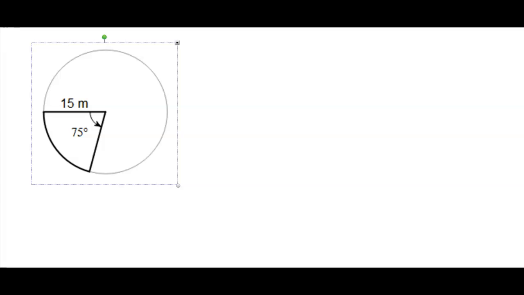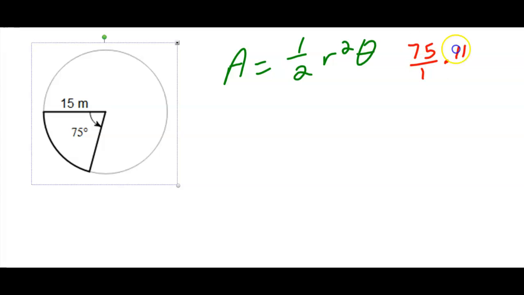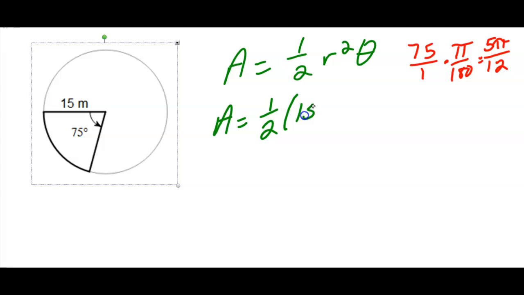Last example, finding sector area. So see how they have this all outlined in dark? So we know that this is the area that we're talking about. So area equals 1/2 r squared theta. You want to make sure you put your theta into radians. So 75 over 1 times pi over 180. So this will give us 5 pi over 12. They give us r is 15, times 5 pi over 12.